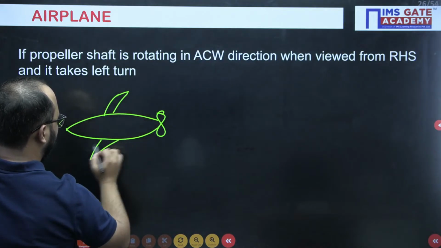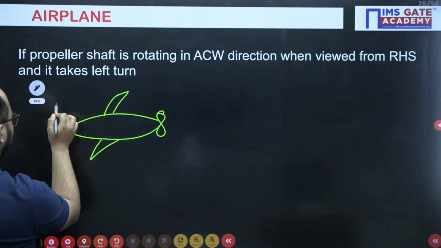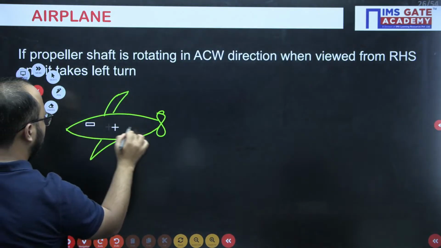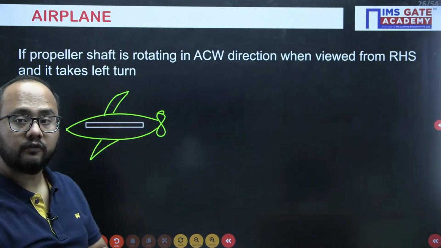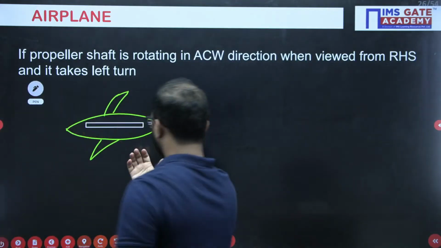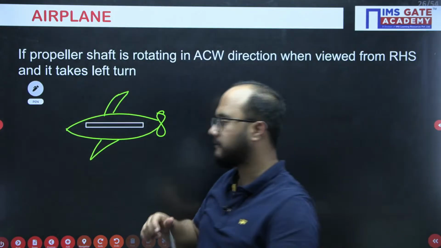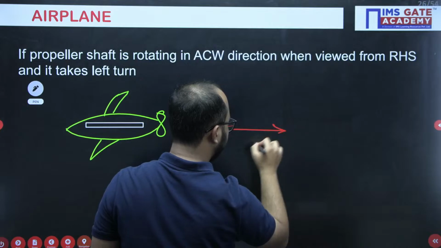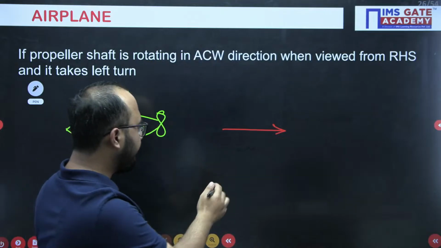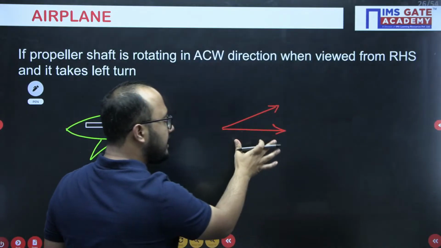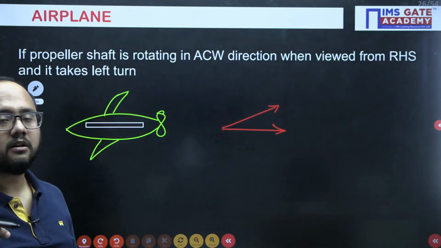Some aeroplane I have drawn here. So here it will have some propeller shaft like this. Now they are telling it is rotating anti-clockwise from the right hand side. So I will curl my fingers in the anti-clockwise sense and the thumb will give me the direction of rotation, like this. Now it is taking a left turn. If it is taking a left turn, it will move like this. Now remember, it is all happening in a horizontal plane.